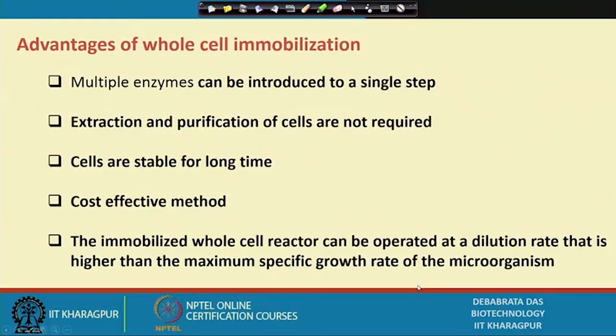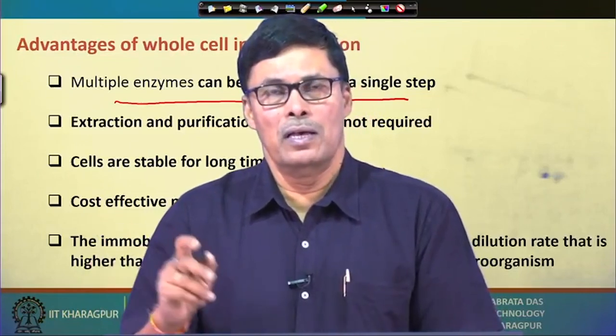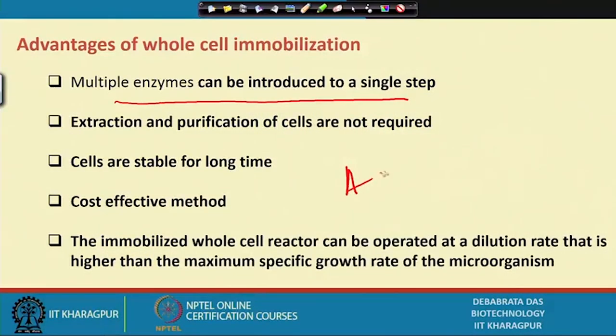Now, what are the other advantages of whole cell immobilization? Multiple enzymes can be introduced in a single step. As I told you, inside the cell we have a metabolic pathway, in which a number of steps are involved: A to B, B to C, C to D.